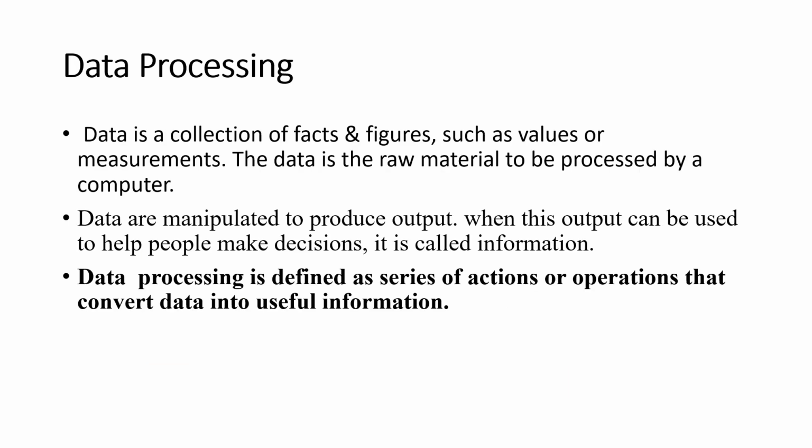Data processing. Data is a collection of facts and figures, such as values or measurements. The data is the raw material to be processed by a computer. Data are manipulated to produce output. When this output can be used to help people make decisions, it is called information. Data processing is defined as a series of actions or operations that convert data into useful information.